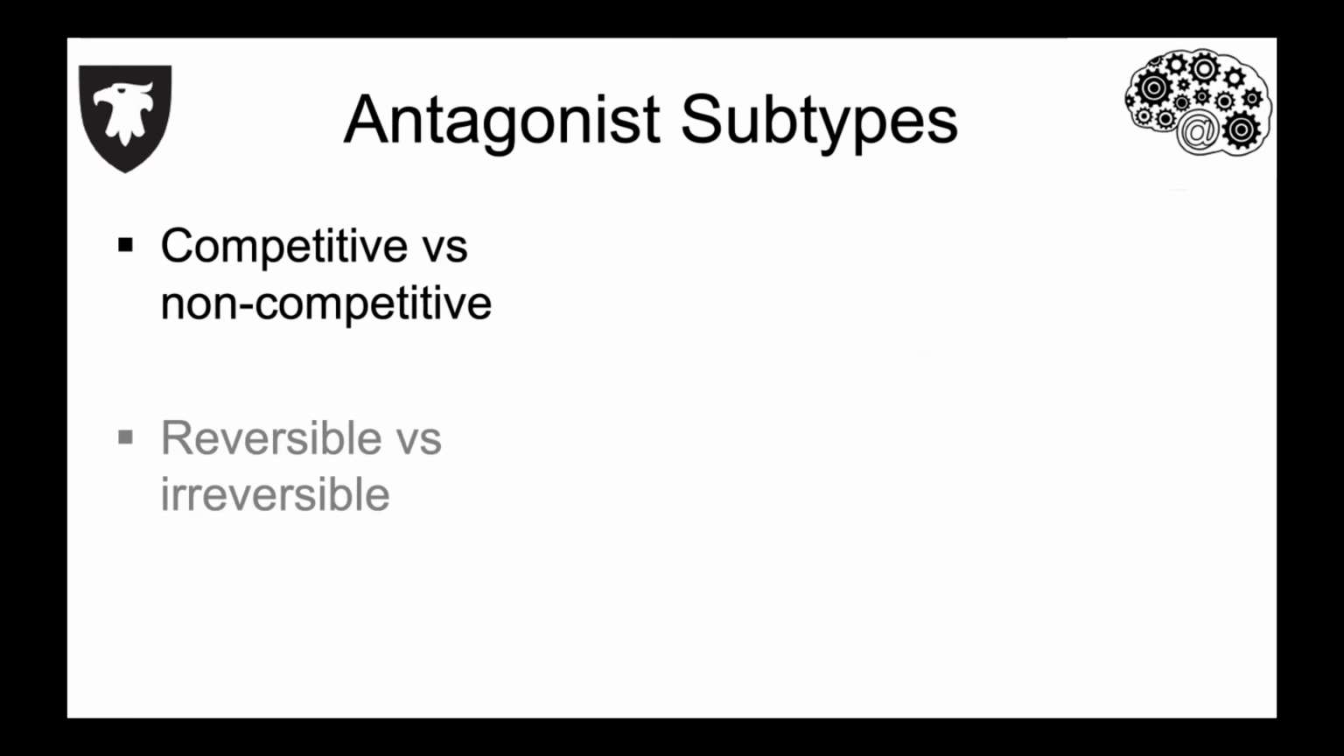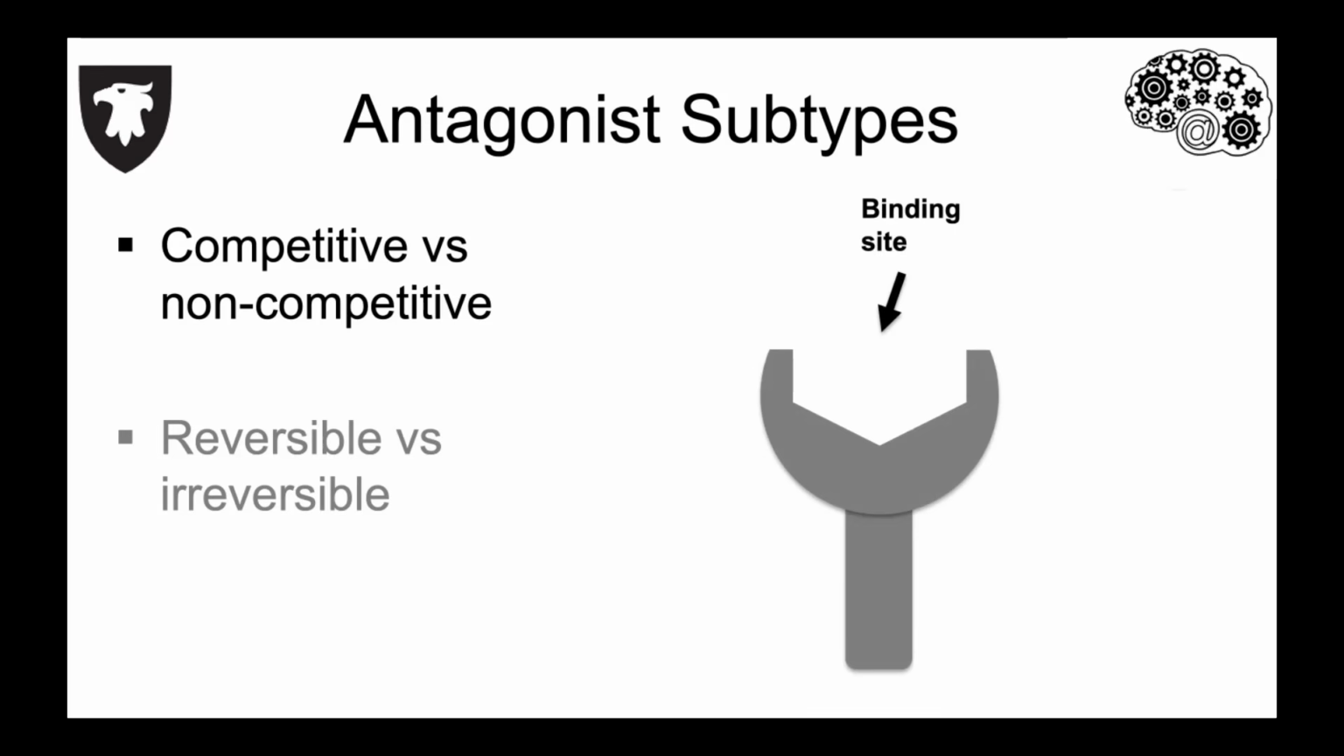Non-competitive antagonists work a little bit differently. For example, let's consider the same Y-shaped receptor with the hexagonal binding site on top. In addition to the binding site, receptors may have one or more allosteric sites, also called regulatory sites, located elsewhere on the receptor, such as a little notch on the side of our receptor. These sites do not activate the receptor, but will actually regulate it.